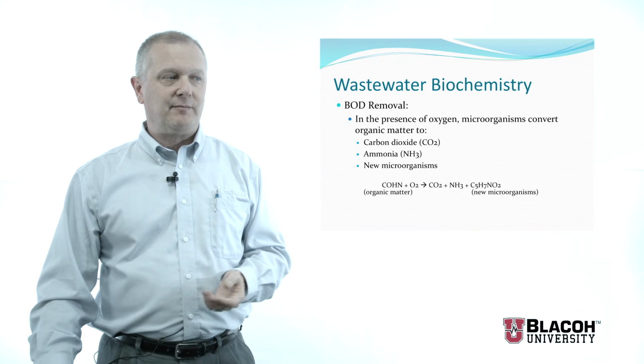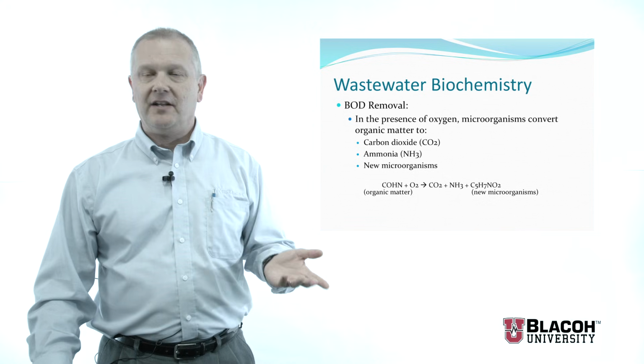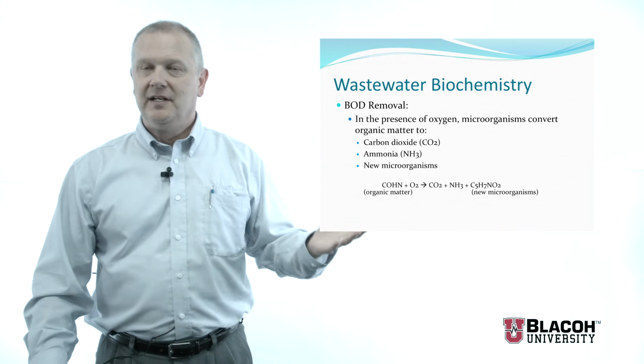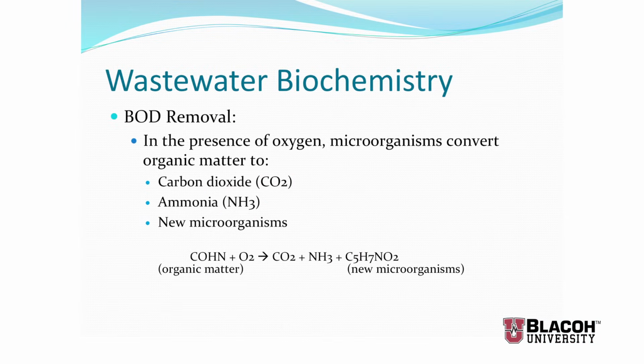Now, if you try to write a chemical equation, this is not a balanced chemical equation because there's all kinds of different organic chemicals that you'd have to include in that. But basically, on the left side of the equation, we have COHN, meaning some type of organic chemicals, combined with oxygen in the presence of microorganisms. You get from that CO2, ammonia, and that's an approximate chemical formula for bacteria, new microorganisms.